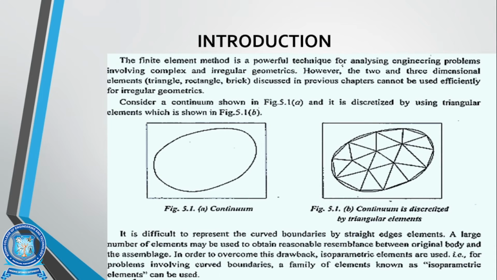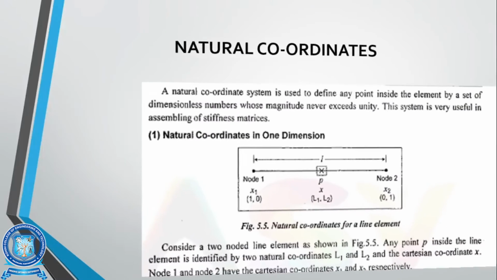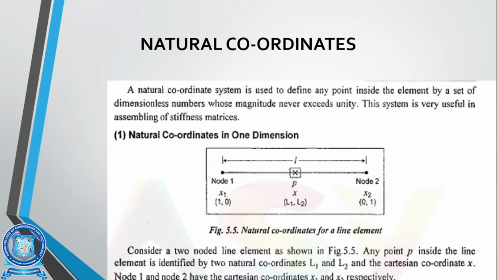The next one is natural coordinates, because we should know what a natural coordinate is and why we are using natural coordinates. It is used to define any point inside the element by a set of dimensionless numbers whose magnitude never exceeds unity. So it is very useful in the assembling of stiffness matrices.